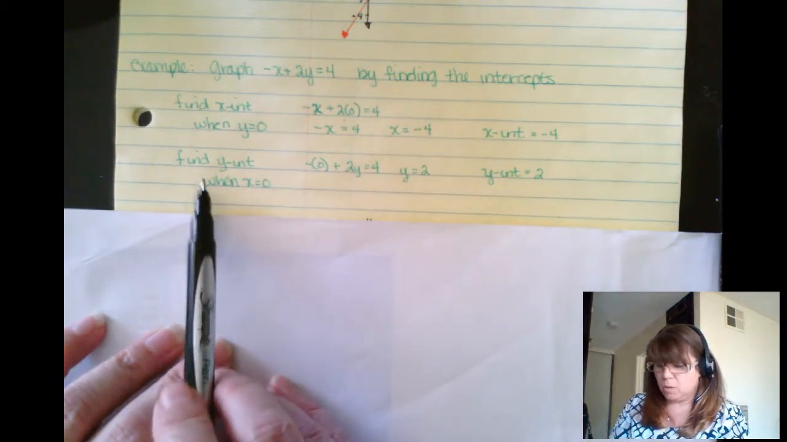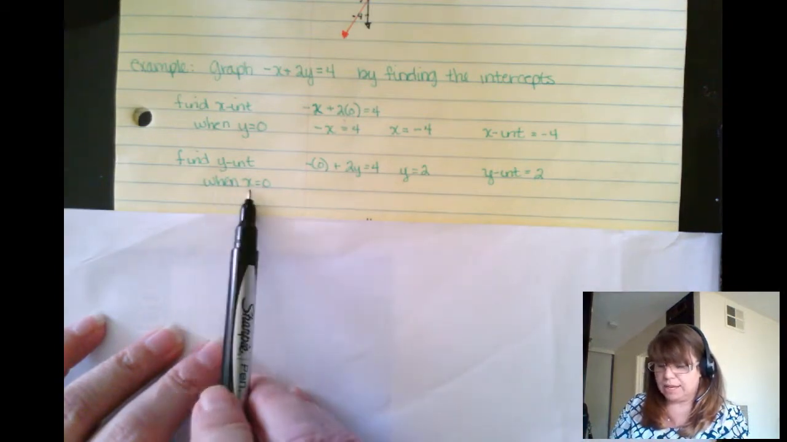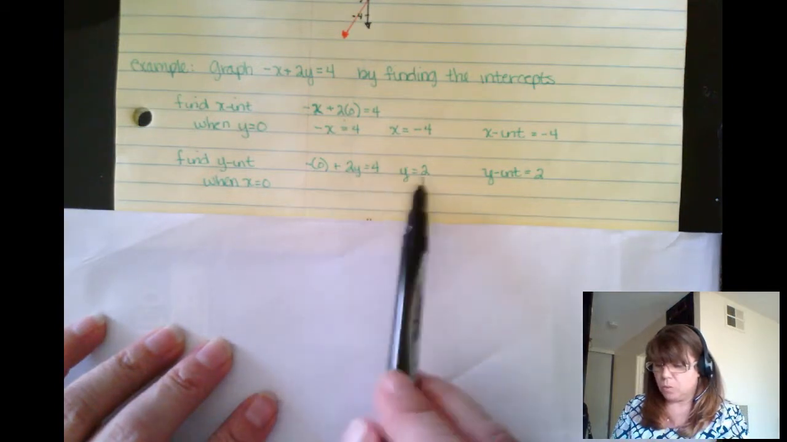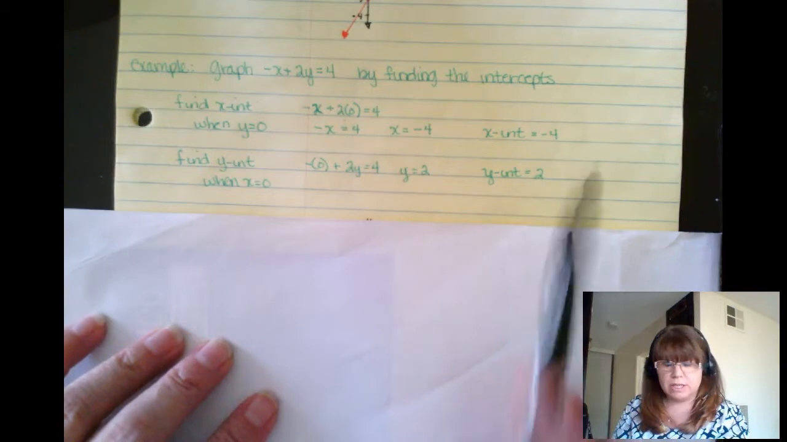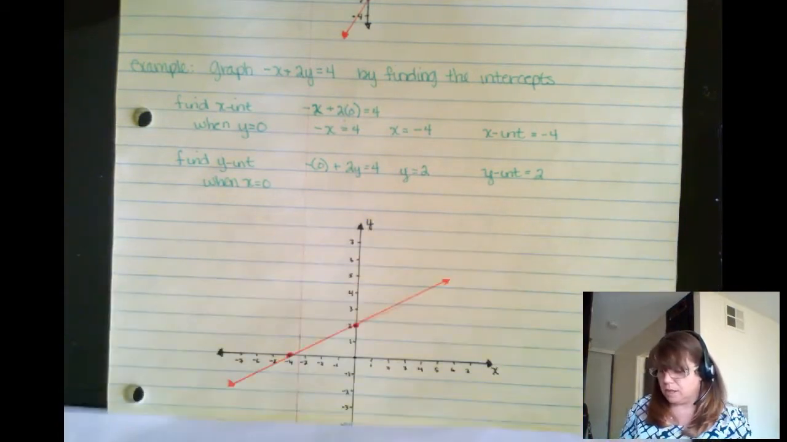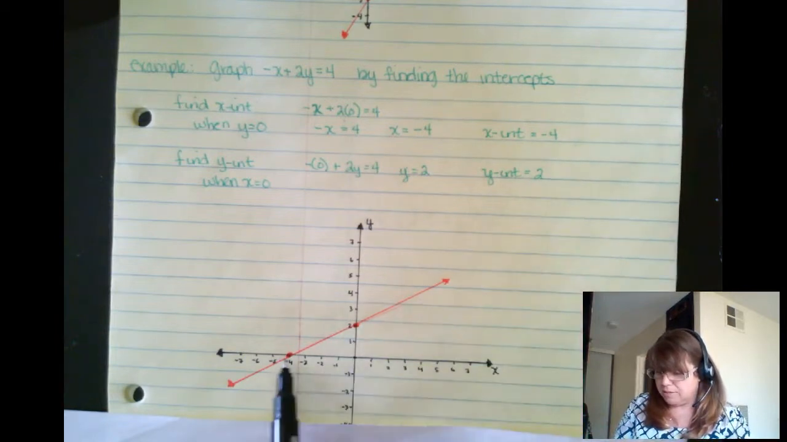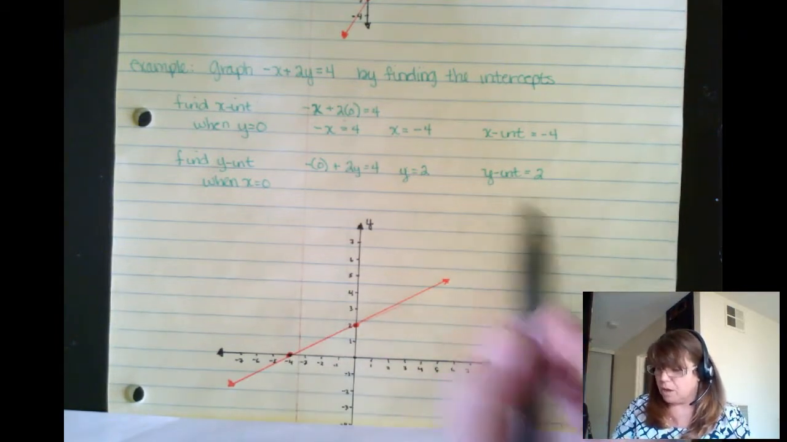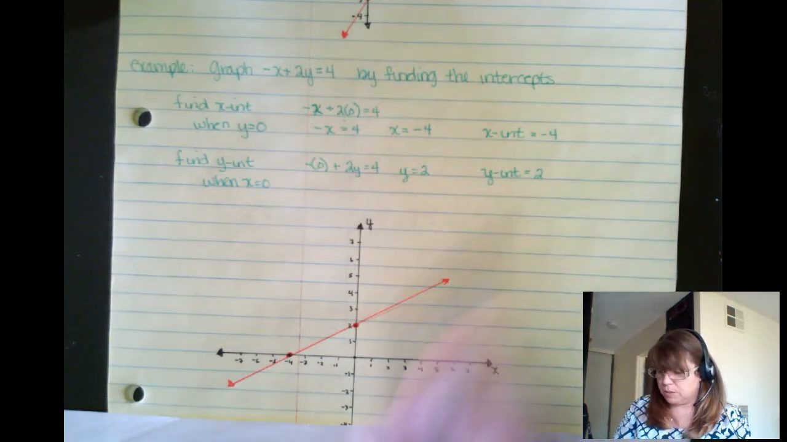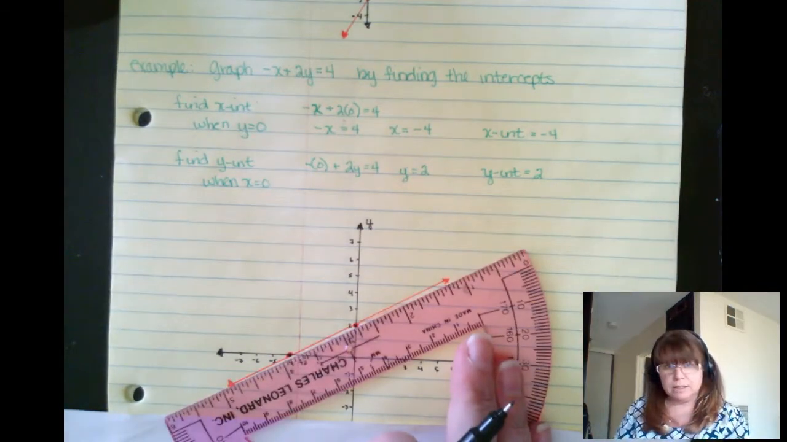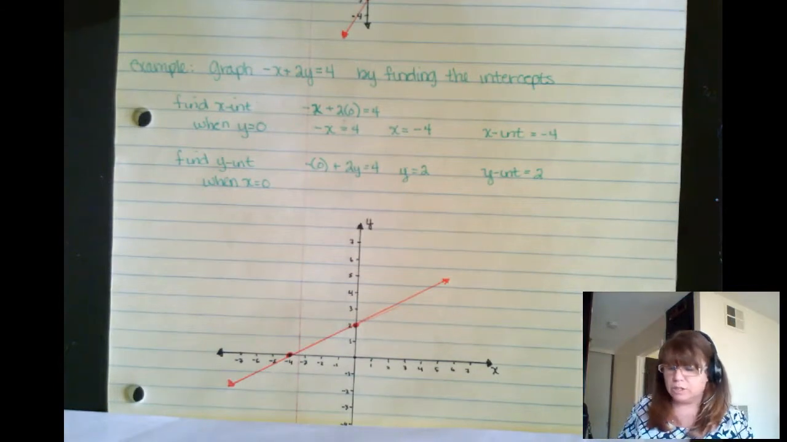Similarly, the y-intercept is when x equals 0. Plug in 0, so 2y equals 4. y equals 2, therefore the y-intercept is 2. We plot these: the x-intercept is -4, and our y-intercept is 2. Connect the dots, and there is your solution.